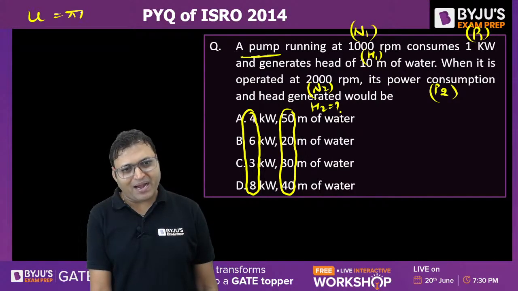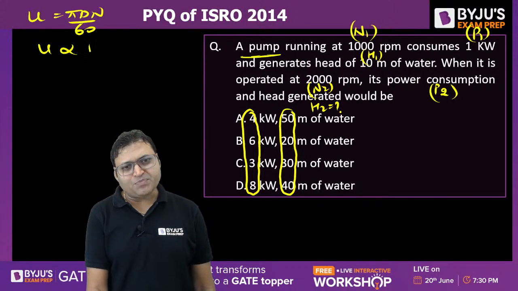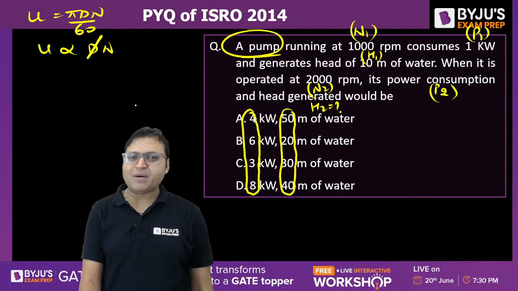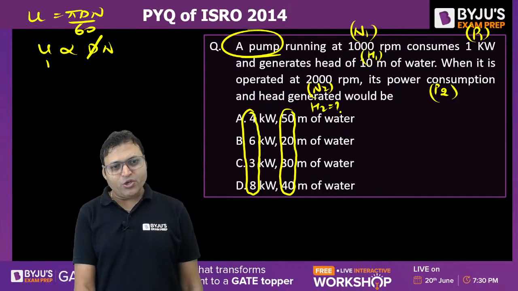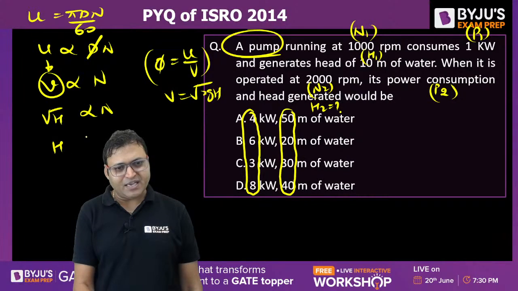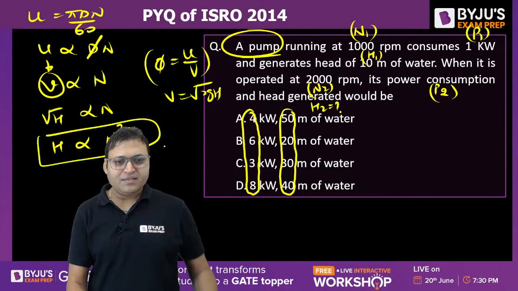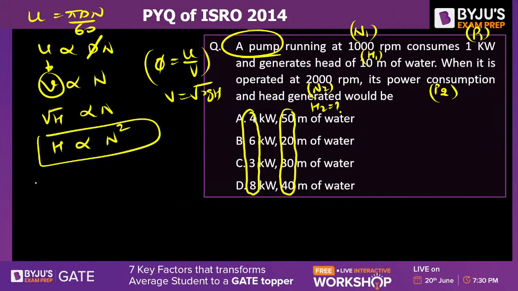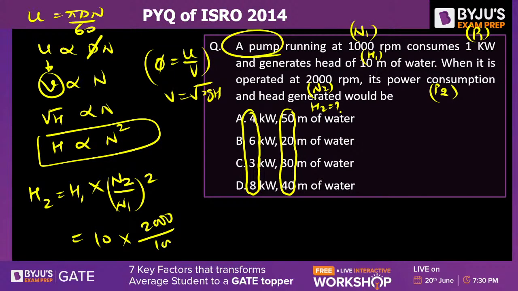U is given by pi D N by 60. U is proportional to D into N. D is constant because it is a single pump. It is not about model and prototype. And U is proportional to V because phi is equal to U by V. So V is proportional to N. And V is given by root 2 gH. So root H is proportional to N, or we can say H is proportional to N square. So H2 is equal to H1 into N2 by N1 square. Put the value: H1 is 10 and N2 is 2000 divided by 1000 square.